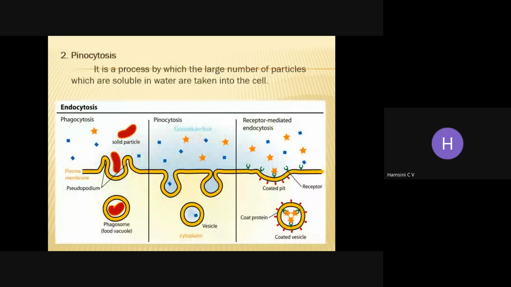Can you see here the picture? See, as a particle is coming near the cytoplasm, the membrane is forming a circle around it. Now it is inside a circle. This circle is called a vesicle. What helps in forming this vesicle is the plasma membrane.